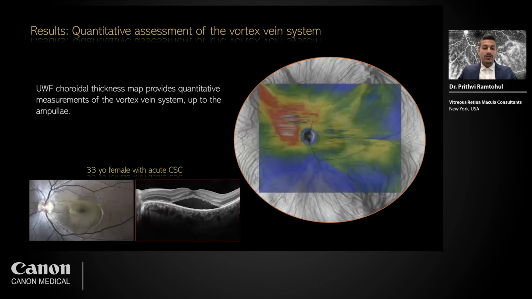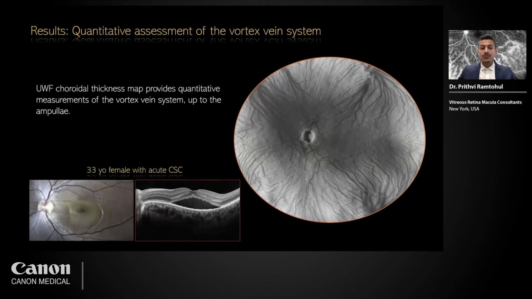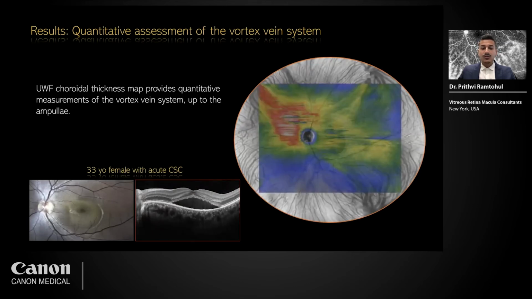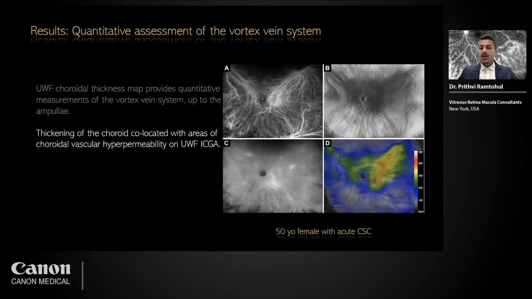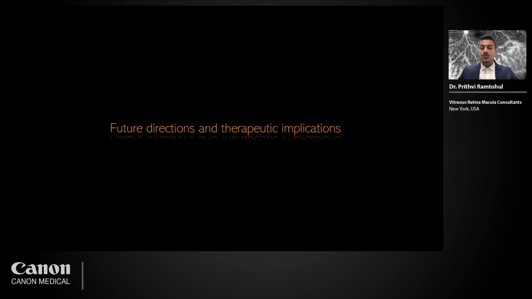Finally, ultra-wide-field choroidal thickness map may provide quantitative measurements of the vortex vein system up to the ampullae. And thickening of the choroid colocalized with areas of choroidal vascular hyperpermeability on ultra-wide-field ICG angiography. To conclude, I would like to present you a case showing how the ultra-wide-field choroidal thickness map may be a useful parameter to evaluate therapeutic intervention in CSC.